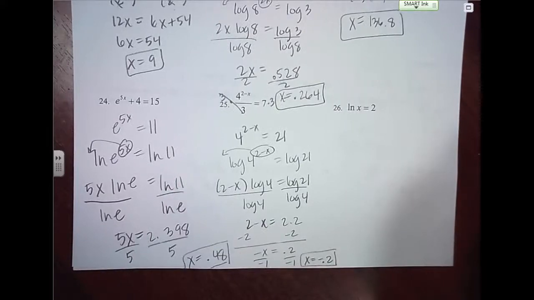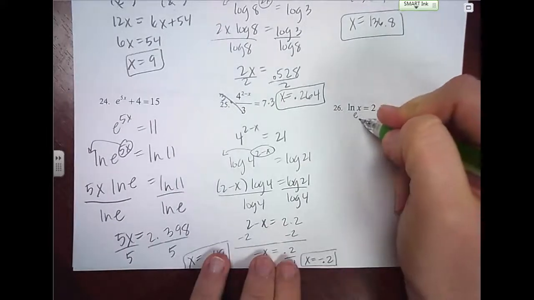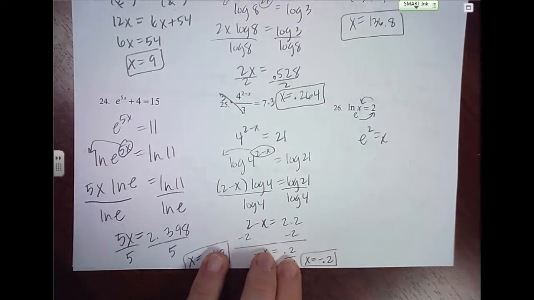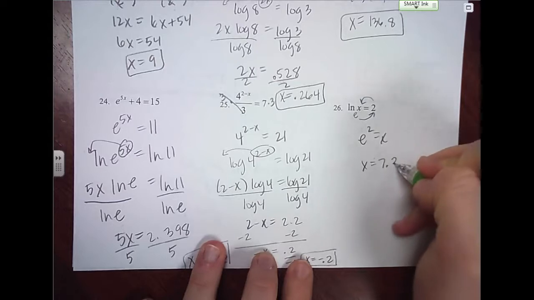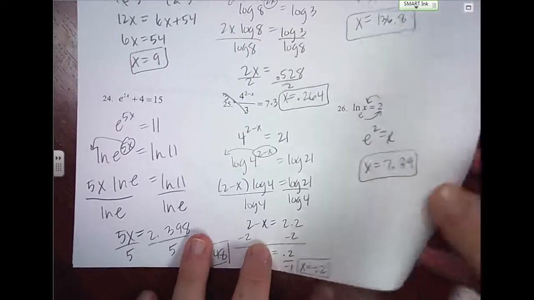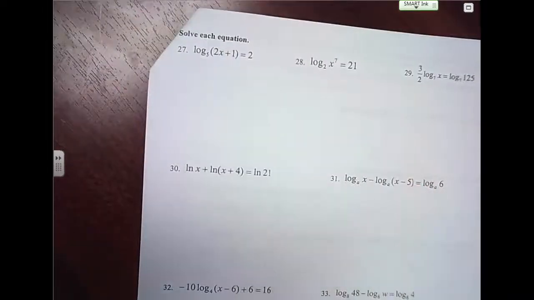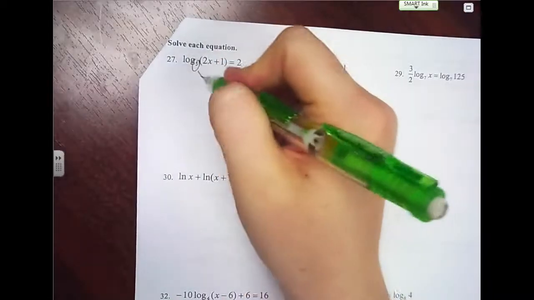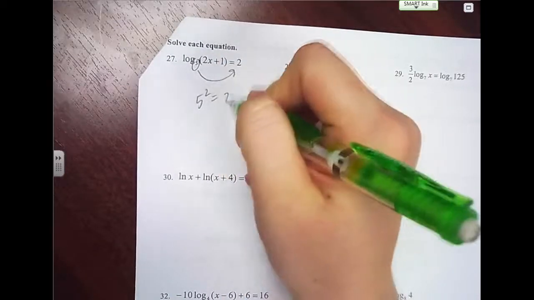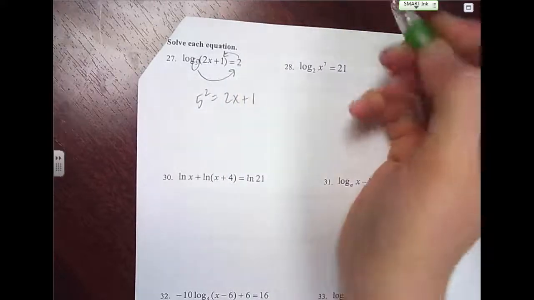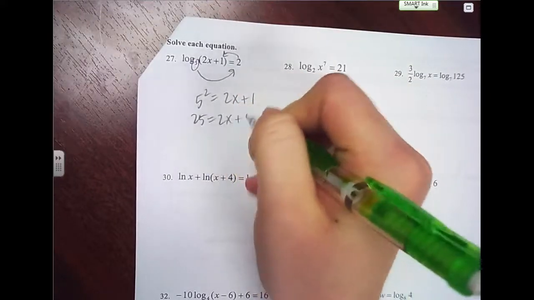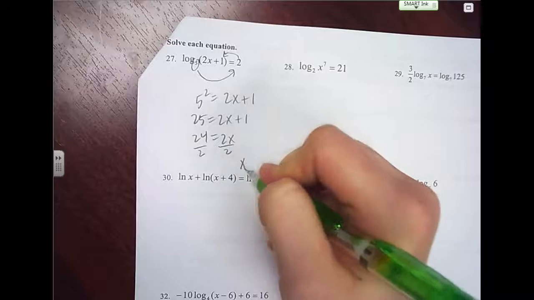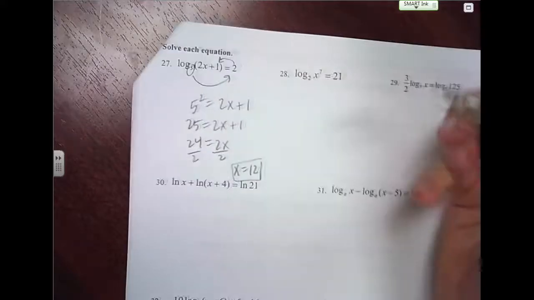26, so I have natural log on one side. So I'm going to start with my base of e. E squared equals x. Put e squared in my calculator. X equals 7.39. 27, so I have a log on one side of the equation. So these two are going to be worked the same way. You have a log on one side of the equation, so 5 squared equals 2x plus 1. Leave this whole thing in parentheses. So 25 equals 2x plus 1, subtract 1, and divide by 2. So x equals 12.